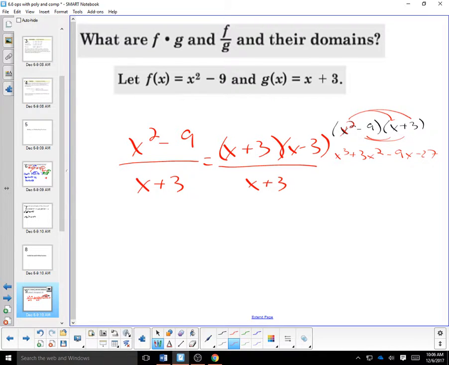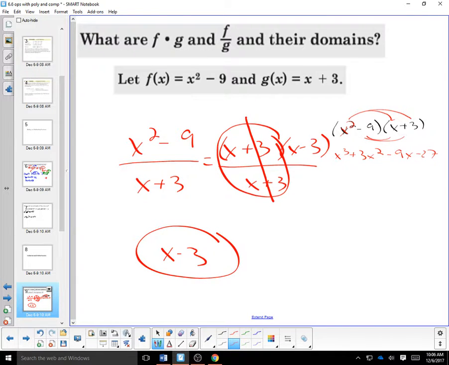Well, x plus 3 over x plus 3, this is 1. And 1 times x minus 3 is simply x minus 3. And there's my quotient. Now, if you want to throw that into some synthetic division, go for it. If you want to do some long division, go for it. But I know how to factor that, and that was much faster than any one of those two. But that's it. There's the quotient, x minus 3.